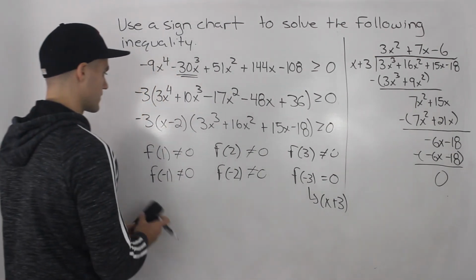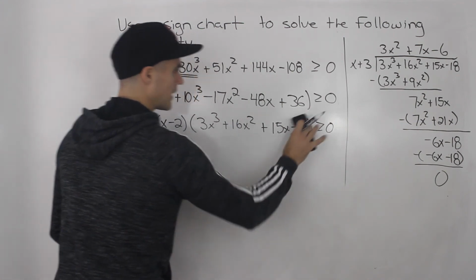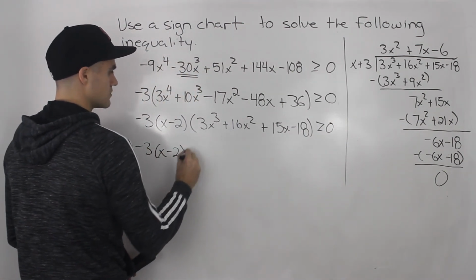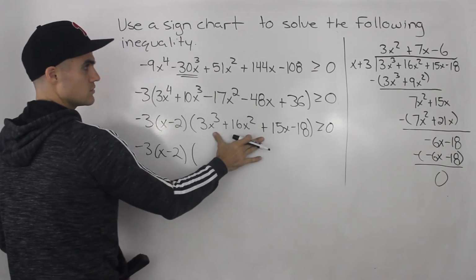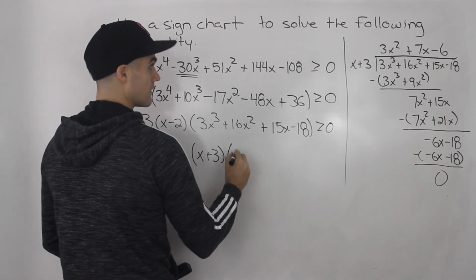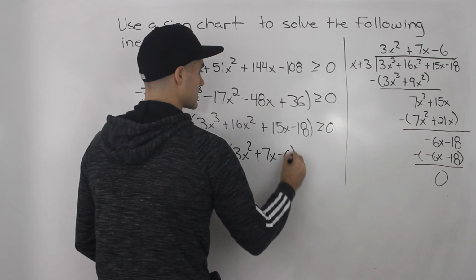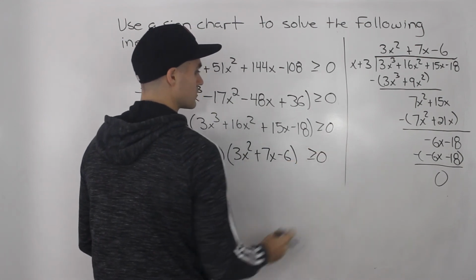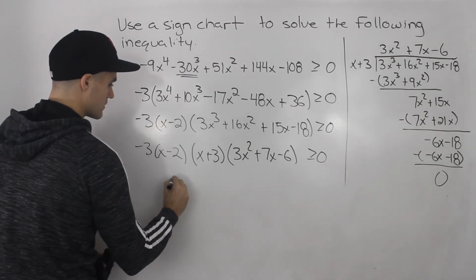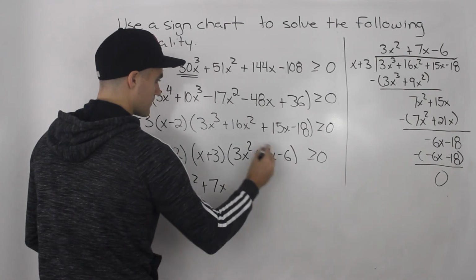to be a factor. So, continuing on with our main inequality that we're solving, so we got negative 3x minus 2, and now we took this cubic function, broke it down into x plus 3, and then 3x squared plus 7x minus 6. We have to find when is it greater than or equal to 0? So now all that's left is to factor this quadratic.